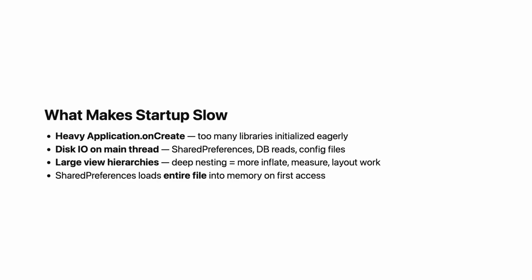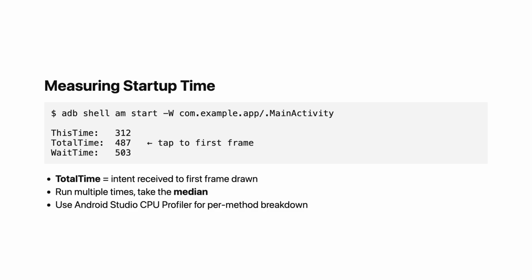How do you actually measure this? The simplest tool is adb shell am start with the -W flag. This command launches your app and prints three timing numbers: this time, total time, and wait time. Total time is the one you usually care about. It measures from when the system received the launch intent to when your first frame finished drawing. Run these multiple times and take the median, because startup times vary.